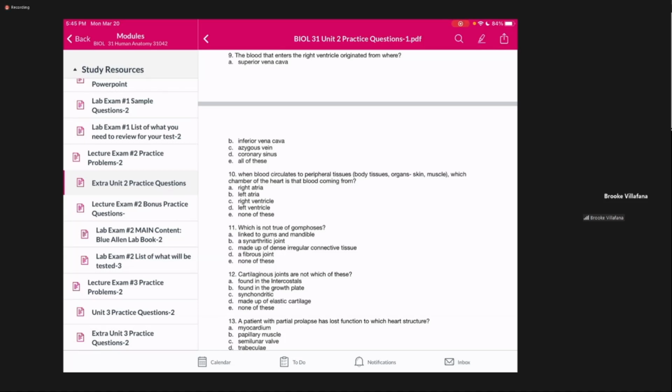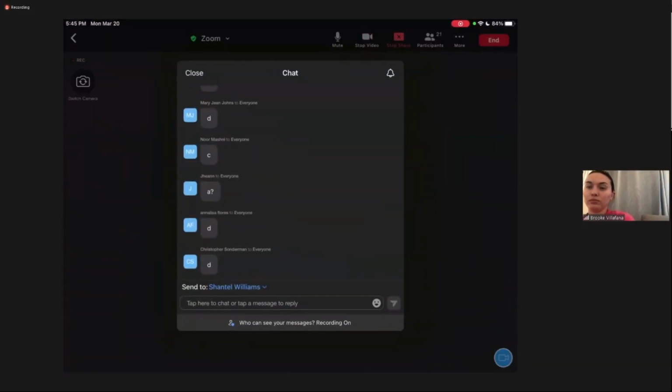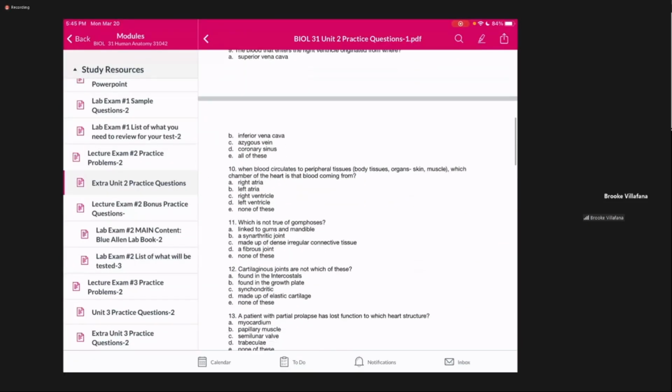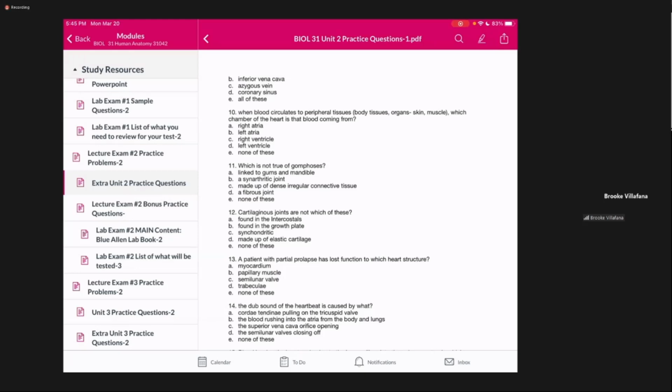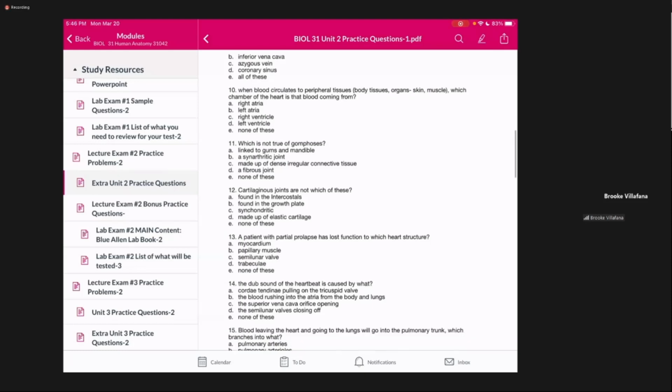Okay, for question 10, when blood circulates to peripheral tissues, body tissues, organs, skin, and muscle, which chamber of the heart is that blood coming from? Good, left ventricle, right? Because the left ventricle pumps that blood out to the body. Yes, good. So that would be D, left ventricle. All right, question 11. Which is not true of the gomphosis joint? So this is a little bit of a transition back to joints, and then we have a little more on heart in a second.